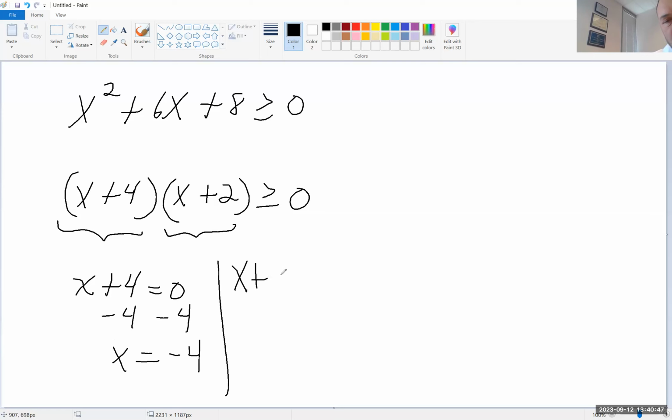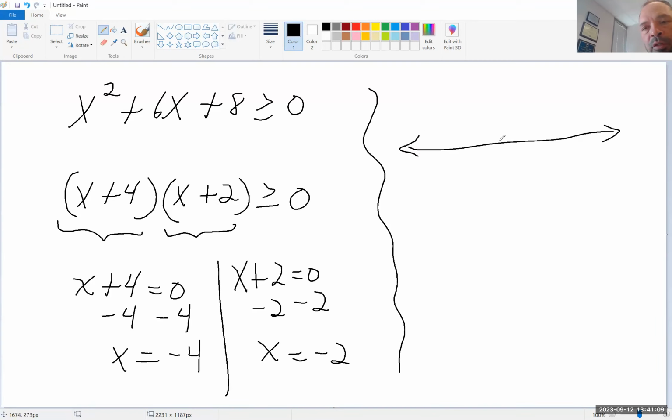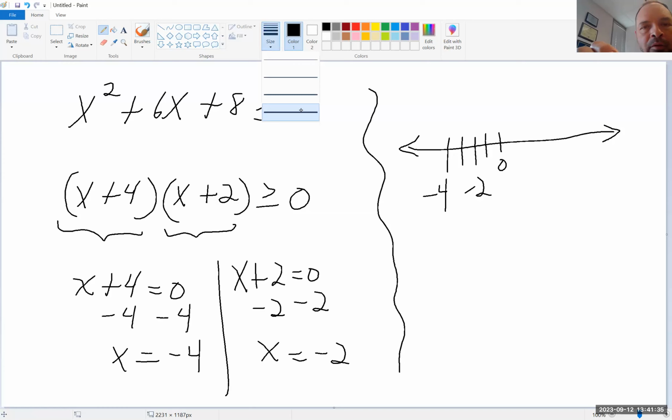Okay, I'm going to set the other one equal to 0, and I'm going to solve that as well. And so that helps us acquire 3 regions that we're going to use. We don't know for which of these regions the inequality is true. I put in the 0 just because we like to know where it is, but we're really more concerned with -4, -2, and beyond.